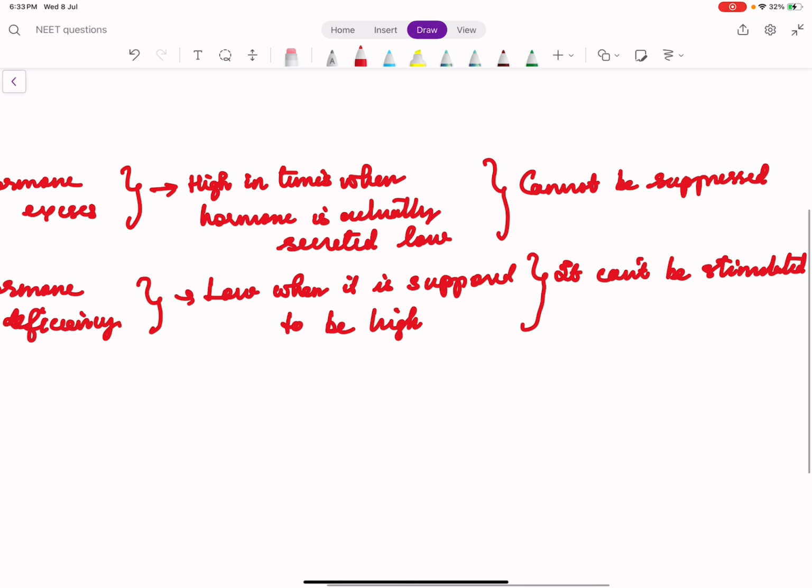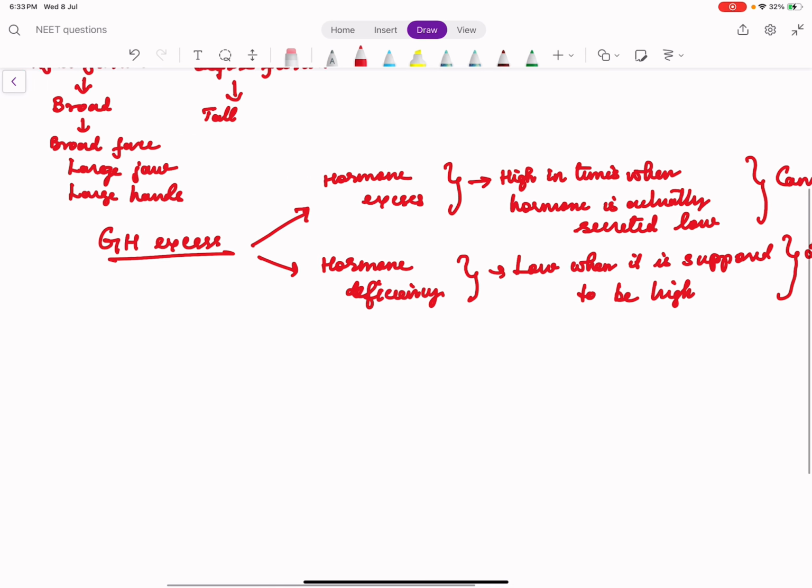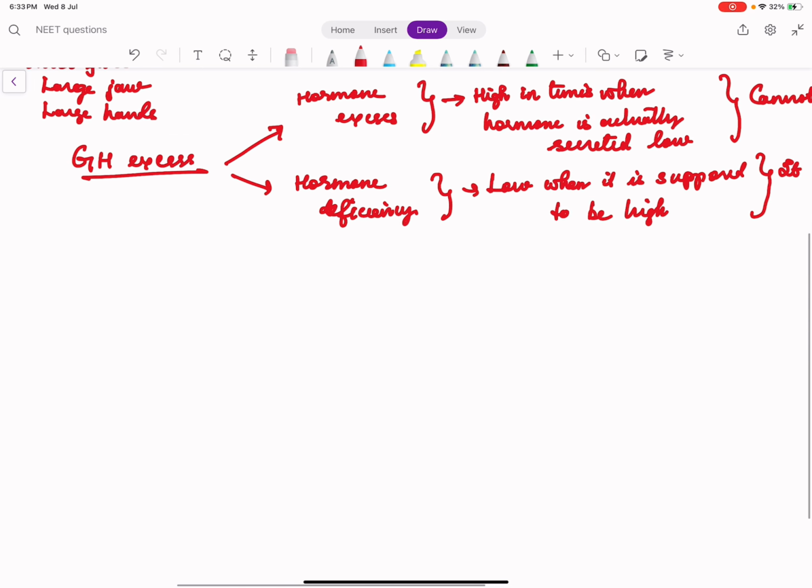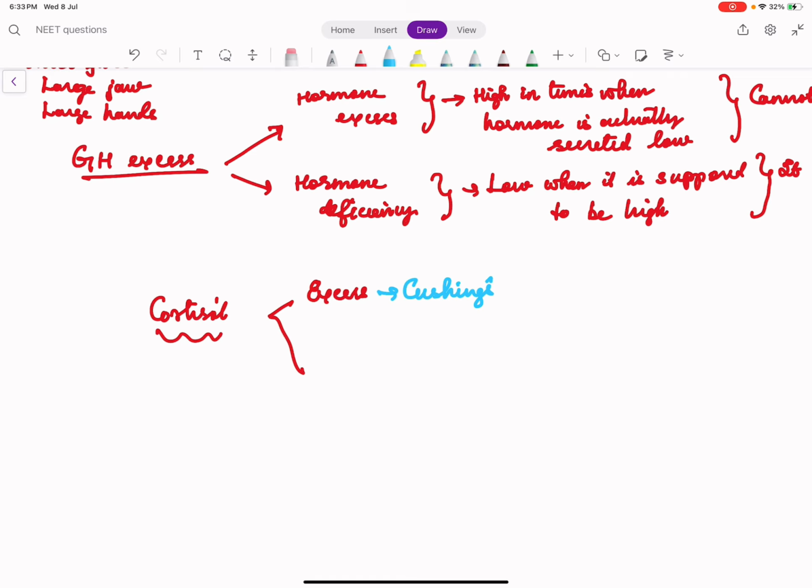I know this has consumed much of our time, but why it is very important to know is, let's take an example of cortisol. Cortisol is a hormone. When it is in excess, the disease is Cushing syndrome. When cortisol is high, the disease is called Cushing syndrome or Cushing's disease. When the hormone is deficient, the disease is called Addison's disease.